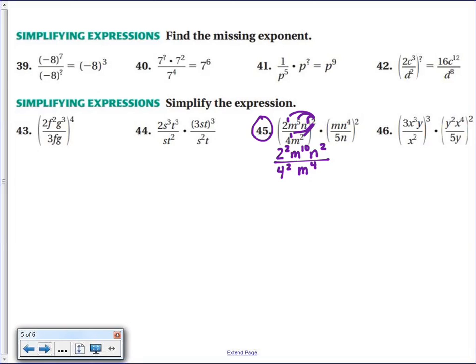Okay, so all I did was distribute the 2 exponent to the outside, to the inside, and again I have to multiply every exponent, even the invisible ones that are there.